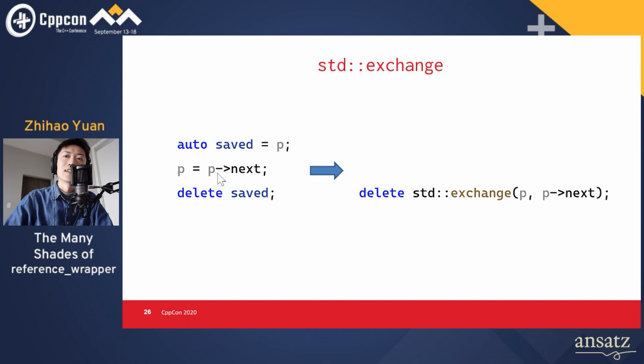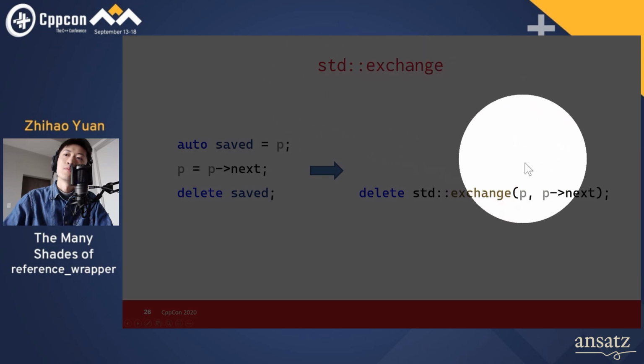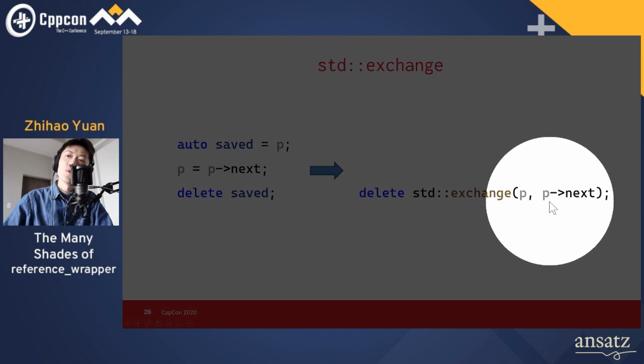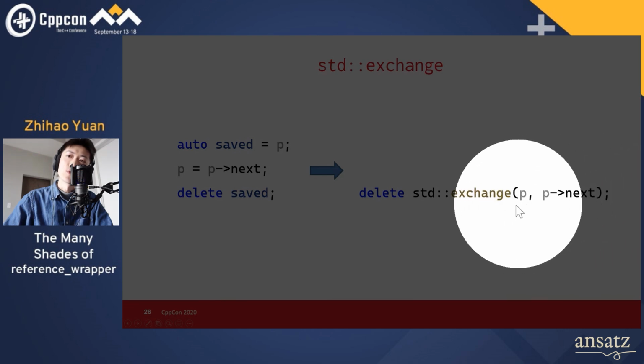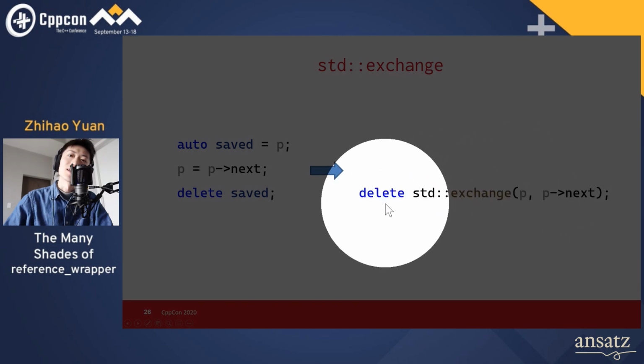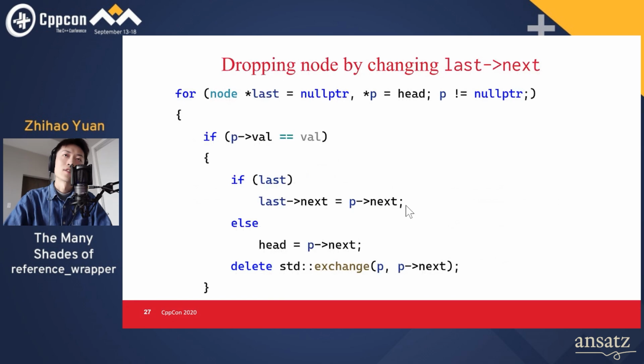What it does is that it is essentially similar to an assignment. But after it assigns the right-hand side to the left-hand side, it returns the previous value of the left-hand side, which allows us to call the delete operator on it. This small utility is introduced in C++14. I hope you enjoy it. So now let's talk about some algorithms. Here's a very simple one.